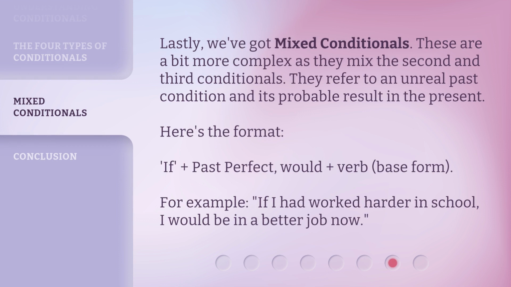Lastly, we've got mixed conditionals. These are a bit more complex as they mix the second and third conditionals. They refer to an unreal past condition and its probable result in the present. Here's the format: if plus past perfect, would plus verb, base form. For example, if I had worked harder in school, I would be in a better job now.